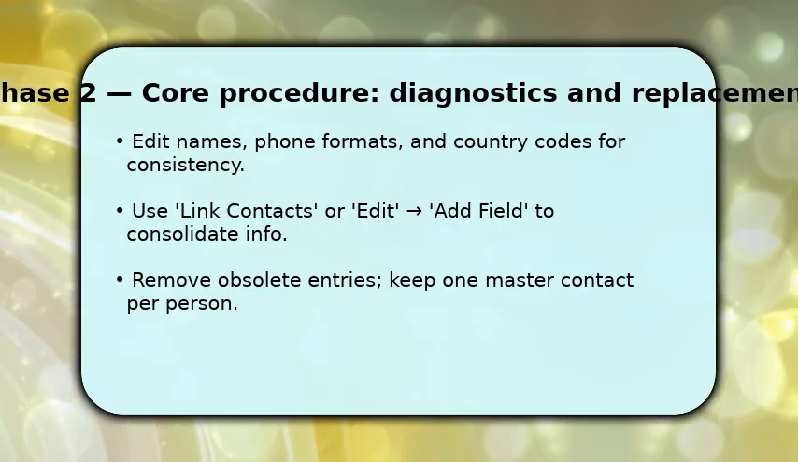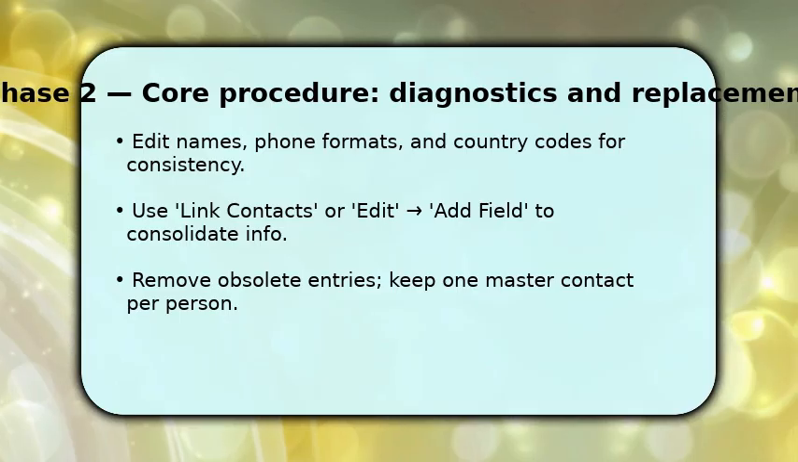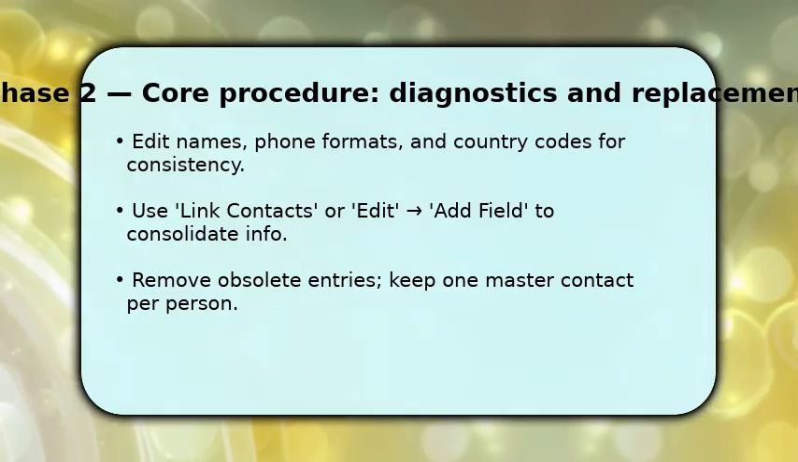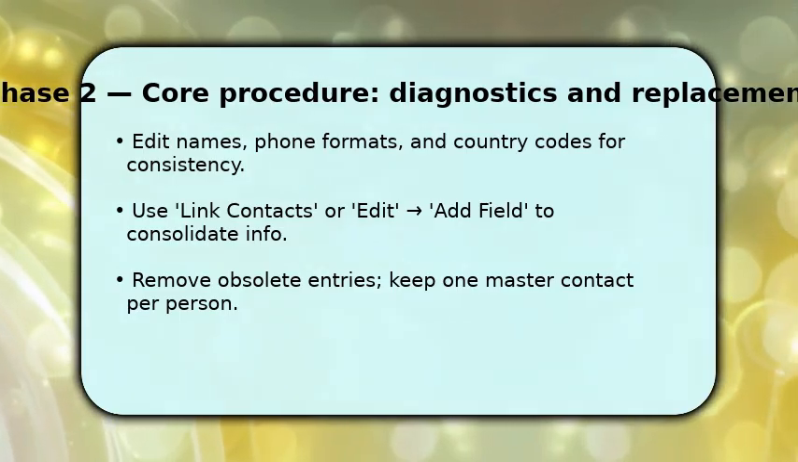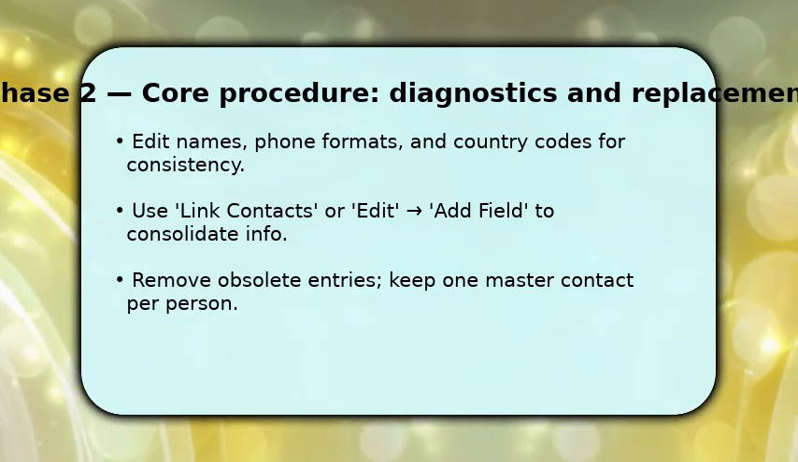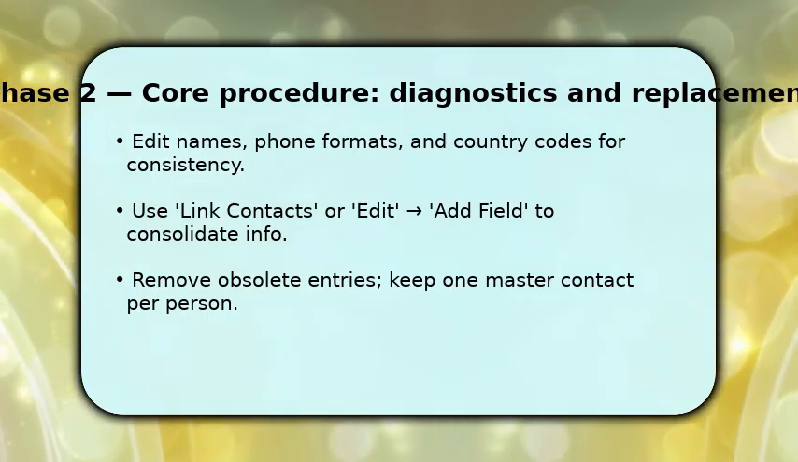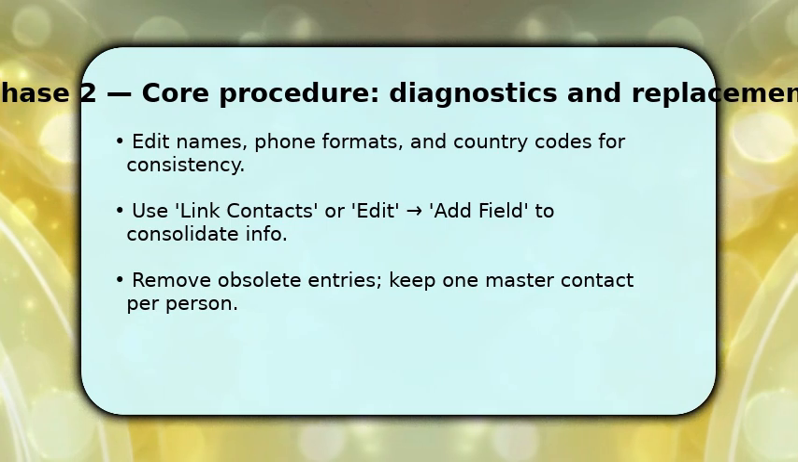As you merge, remove obsolete or empty contacts to reduce clutter, and make sure to save after each change so iCloud or your account can resync. This keeps a single master contact per person and improves lookup reliability.